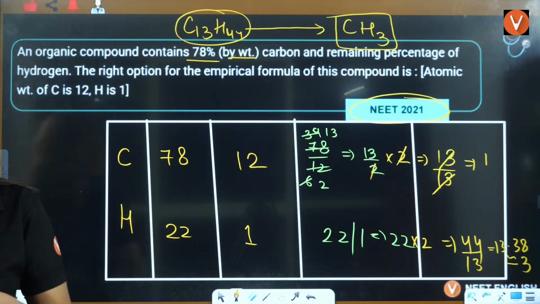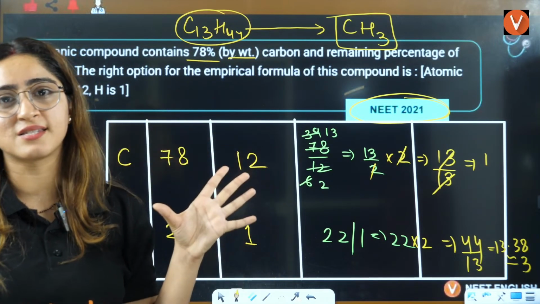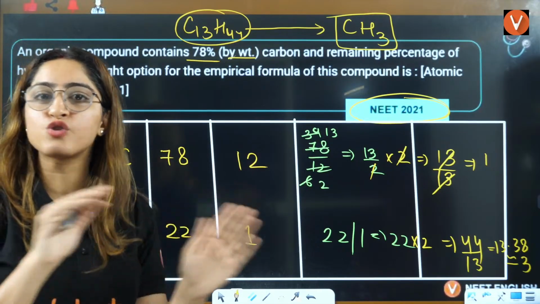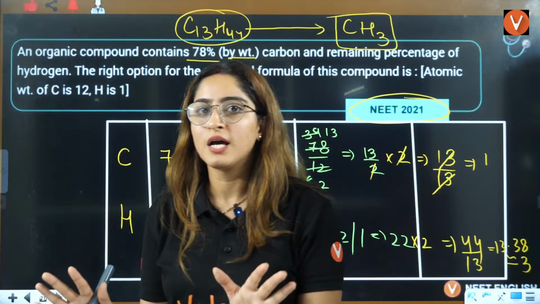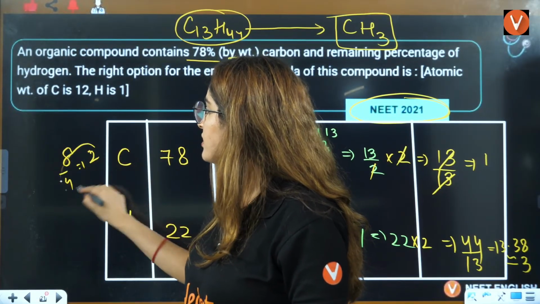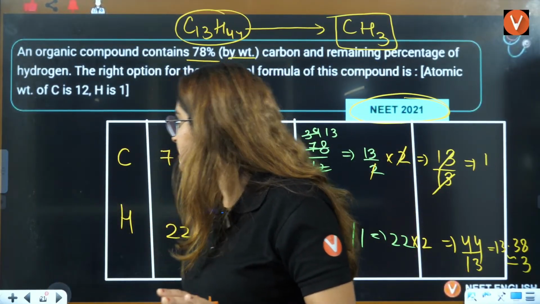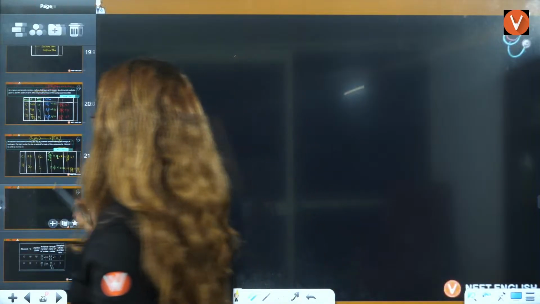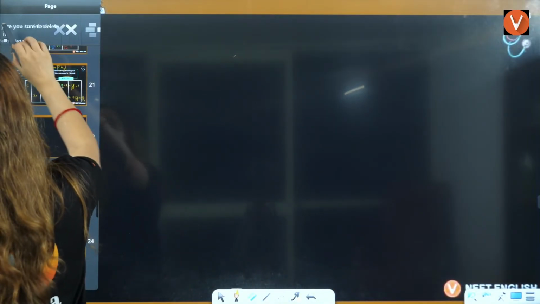Empirical formula is not an existence. Empirical formula is not in existence, guys. Empirical formula is the simplest ratio. Just like you have 8 divided by 4, the ratio is 2. Similar thing, you have the ratio, that is empirical formula, right? Okay.